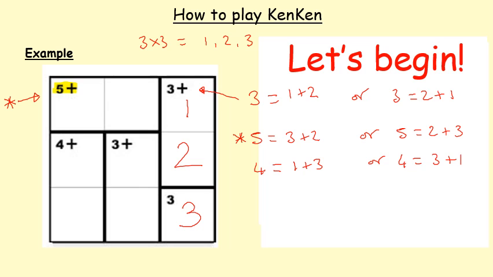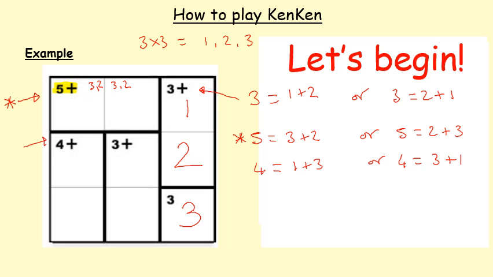Now to help myself, what I've done on the right hand side now is write out possible combinations to make 5 and possible combinations to make 4 as well. So to make 5 I can have either, this could be a 3 or a 2, and this could be a 3 or a 2.